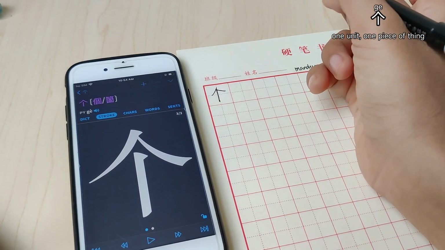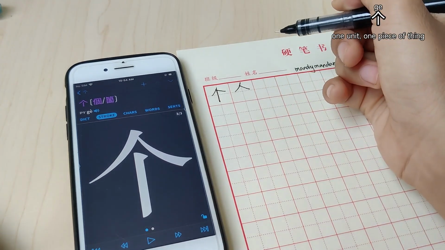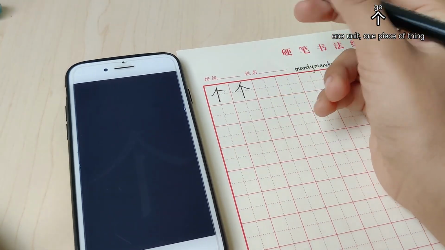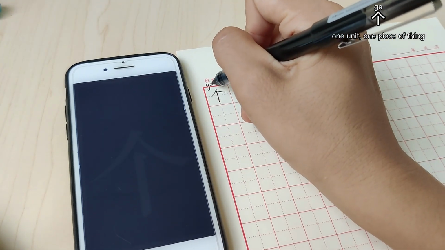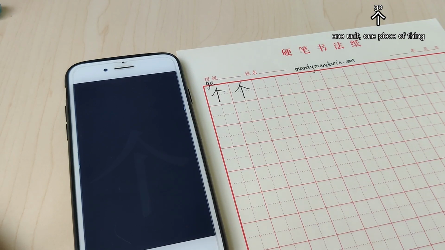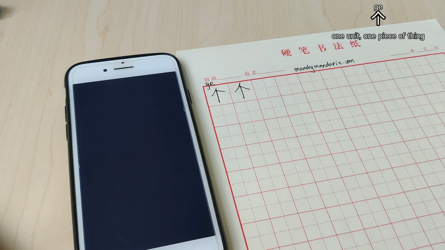Easy, right? Let's do it one more time. And 1, 2. It's like a people, 人. And just need one more stroke here. 个. Okay, and this is 个. It's the measure word for one unit, one individual, or just one piece. It's very easy to pronounce and easy to write. And the best part is 个 can be used to describe most of the things. Okay, see, this is the king of the measure words.